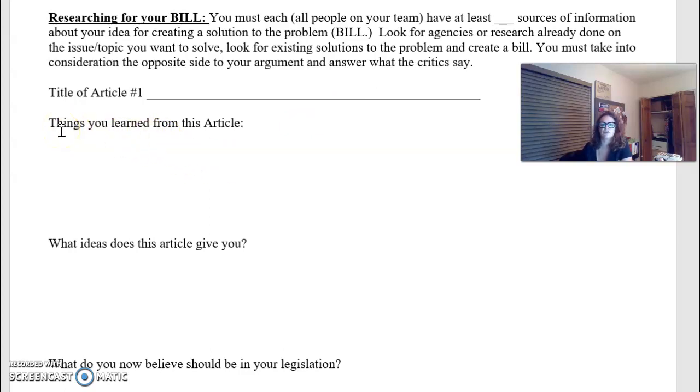So what you're doing for every single article, what did I learn from this article? What ideas does this article give me? What do you now believe should be in your legislation? And that is it. That's basically all of it. I am not going to go nitpick your research, but I am going to tell you you want to be at an agency that has already thought of policy.